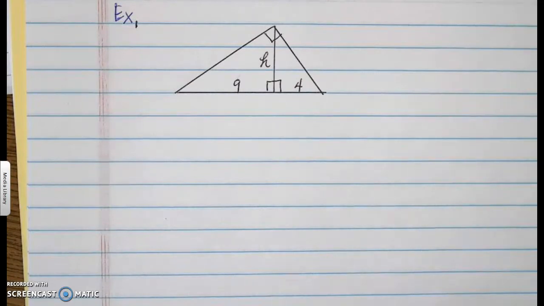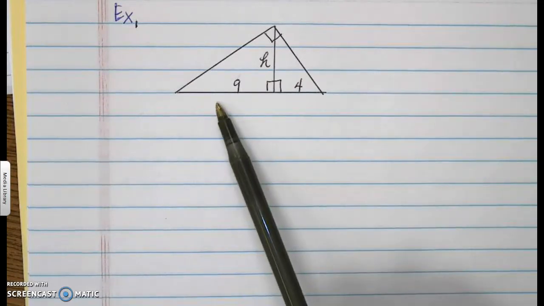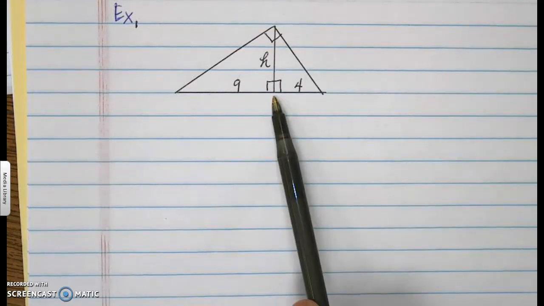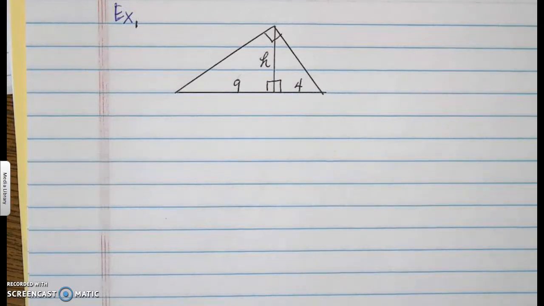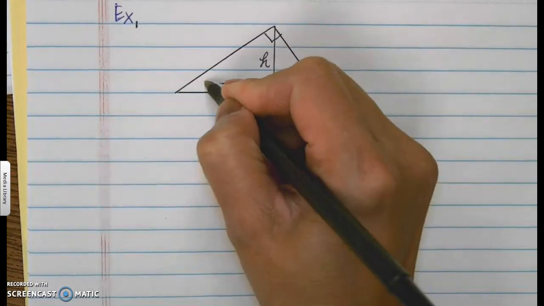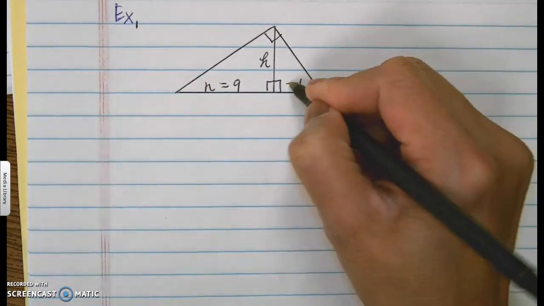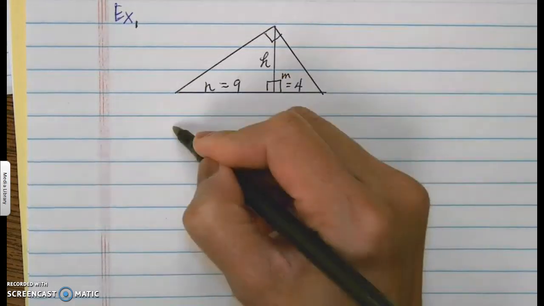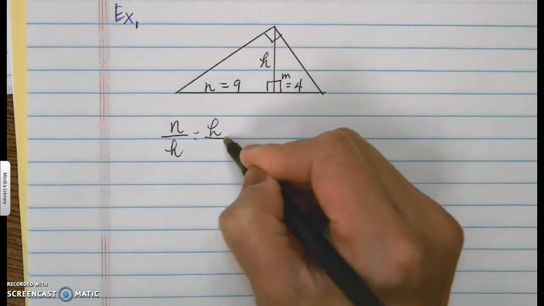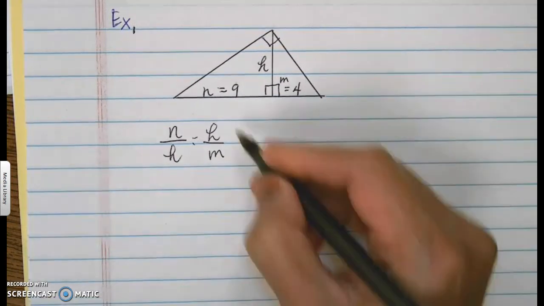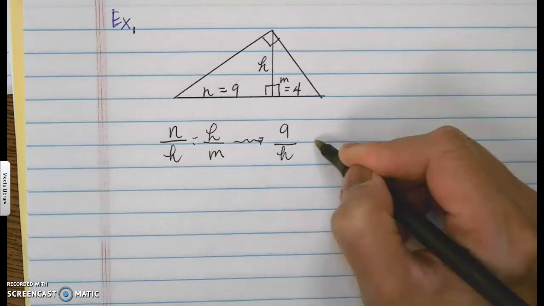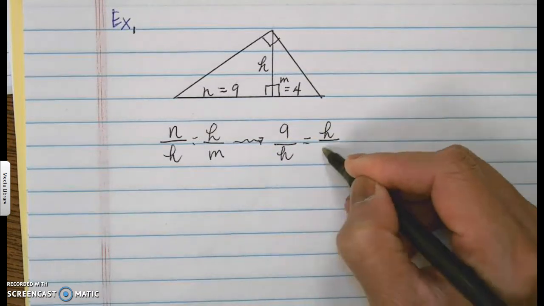So for our first example, I have here a right triangle and the altitude h, and this side right here is 9 and this side right here is 4. So how we're going to solve this is, I would call this my n. So in my example, that was my n and this was our m. And so I'm going to write n over h is equal to h over m. And now I'm going to substitute, and this would look like 9 over h is equal to h over 4.